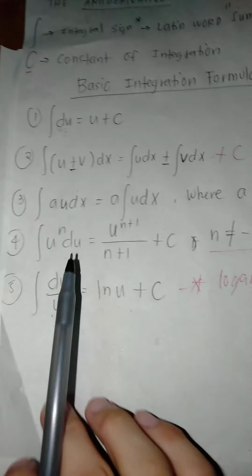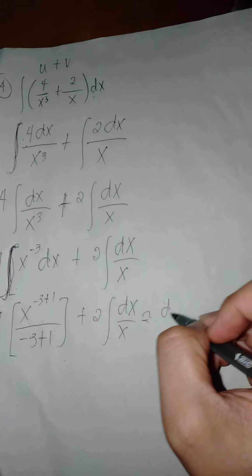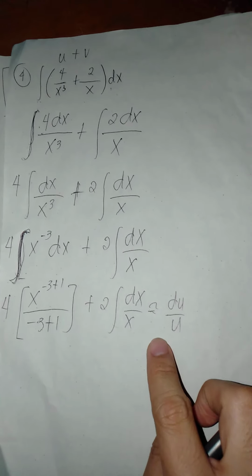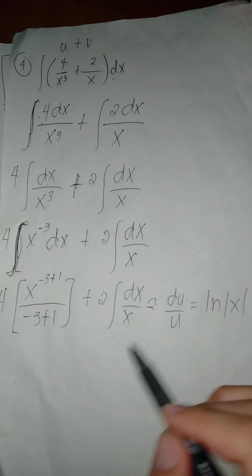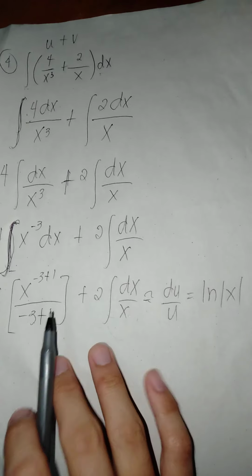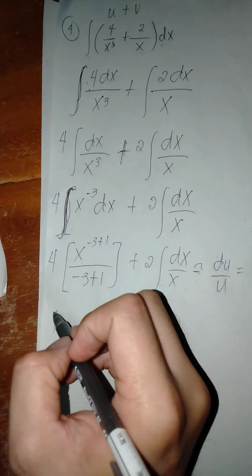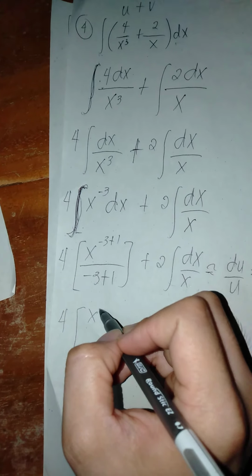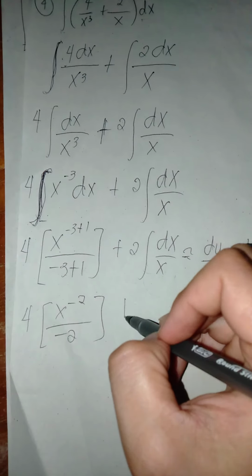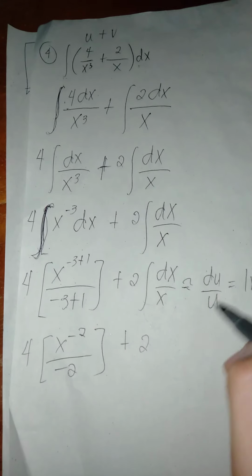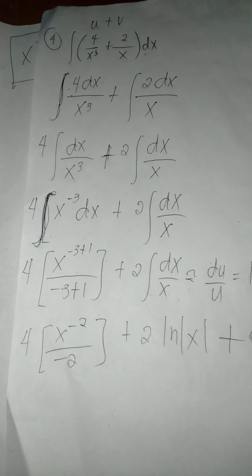But for now, since sabi ko nga, similar naman to, this is similar to du over u. So, we can safely say na ang integral ng dx over x is, of course, ln of x, kasi yun yung u mo sa baba, di ba? So, for now, we'll expand it more when we go along. Okay, so, applying now, negative 3. So, 4, negative 3 plus 1, x to the negative 2 over negative 3 plus 1, negative 2. Clear tayo doon na. Plus 2, ano yung integral natin? Integral of dx over x is ln of x plus c.